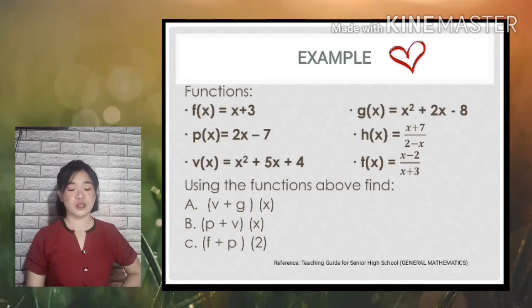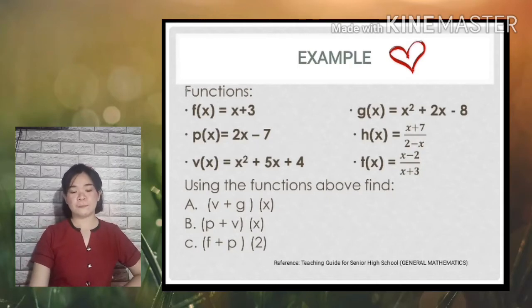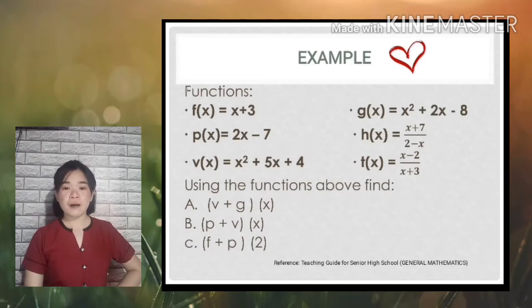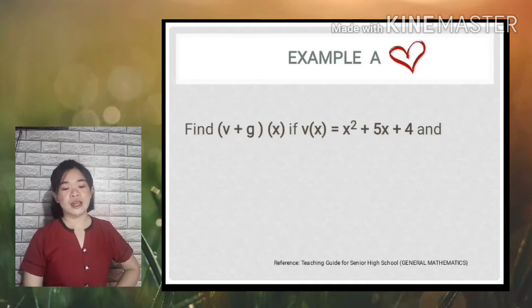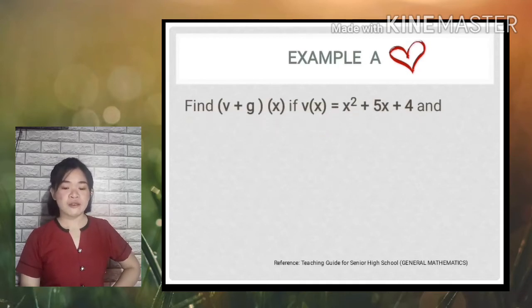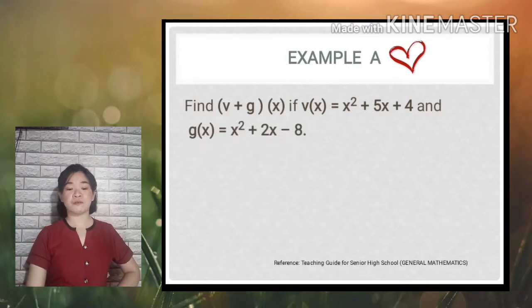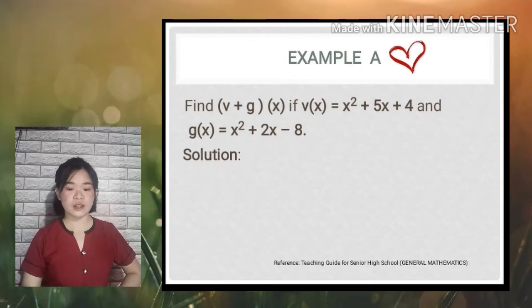So here is the question. Using the functions above, find a, (v plus g) of x, b, (p plus v) of x, and c, (f plus p) of 2. So let's do it. Let's try. Example A. Find (v plus g) of x if v of x is equal to x squared plus 5x plus 4 and g of x is equal to x squared plus 2x minus 8.